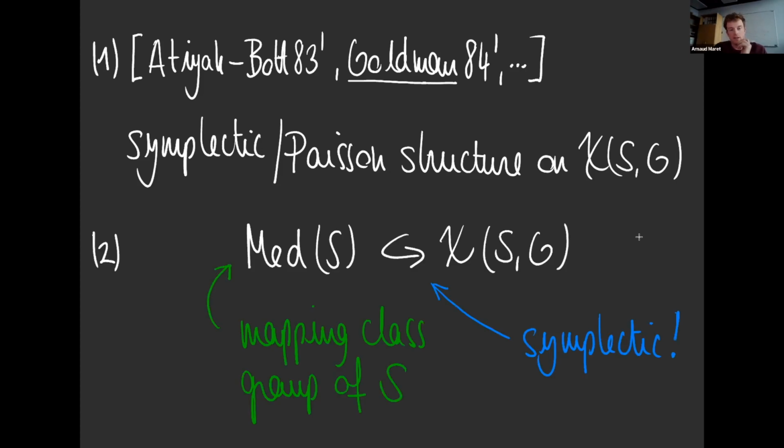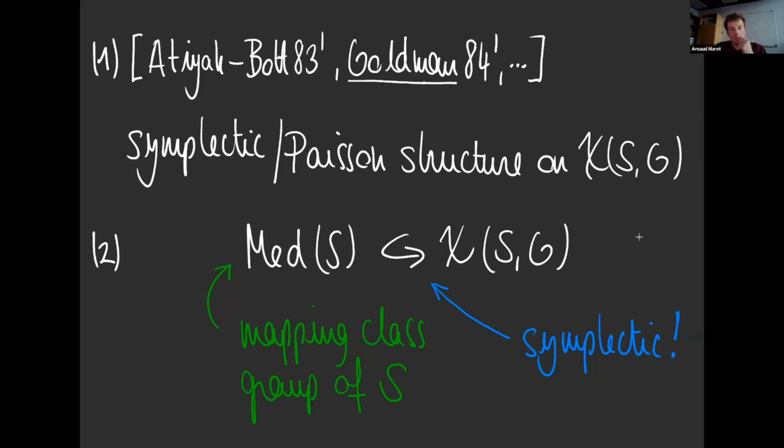And another thing you might be interested in is that not only is this a recipe to build a symplectic space from a surface and a Lie group, but it comes with a natural action of a group that's interesting on its own, namely the mapping class group of the surface. So the mapping class group of the surface is the group of, let's say, orientation preserving homeomorphisms up to isotopy. And this acts on the character variety.